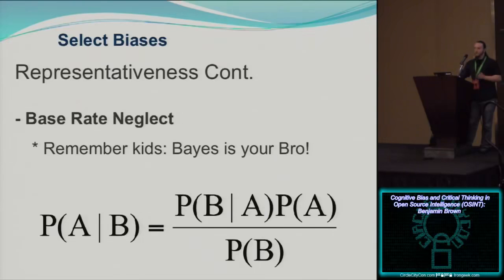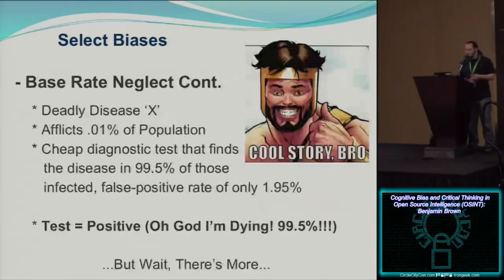So remember, Bayes is your bro. When you're dealing with statistical data, you want to be very clear about what the base rate is that's being talked about. I'll give you an example. So say there's a deadly disease X. It only afflicts 0.01% of the population. There's a cheap diagnostic test that can find the disease in 99.5% of those who have it. And there's only a false positive rate of 1.95%. So it's a cheap test, seems highly accurate.